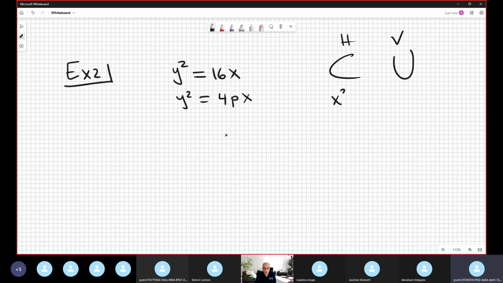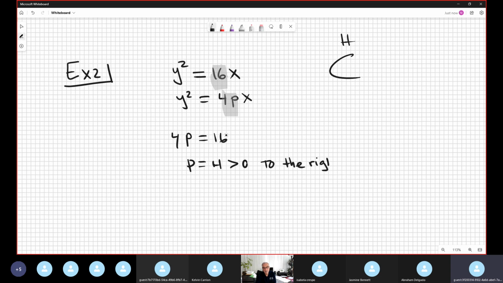No, this equation, no good. You see that the square part is y. You classify it like a horizontal parabola. How do you determine right or left? Determine the p value. It's obvious, it's 16. It's 4p, so 4p is equal to 16. Therefore, p is 16 divided by 4. That's 4, and 4 is positive. That means it opens to the right.